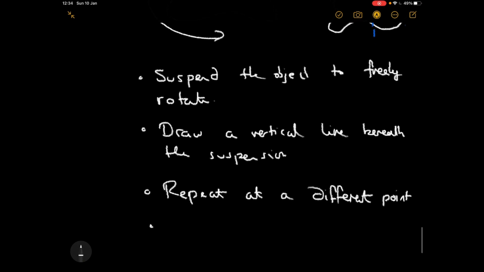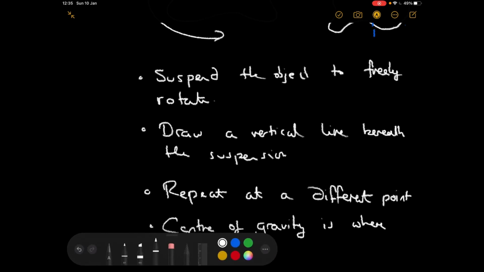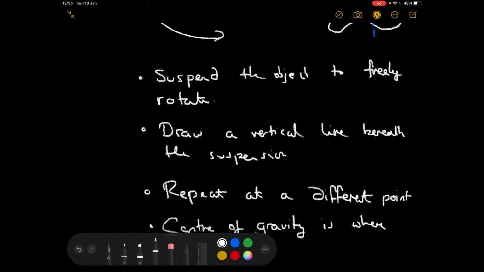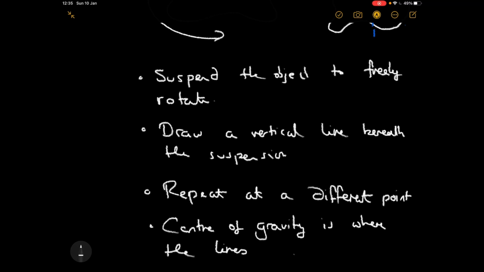So then finally you can say that the center of gravity is where the lines cross. And that is how you find the center of gravity.